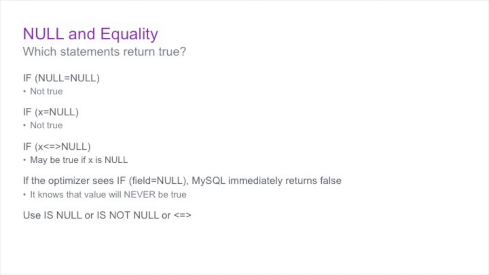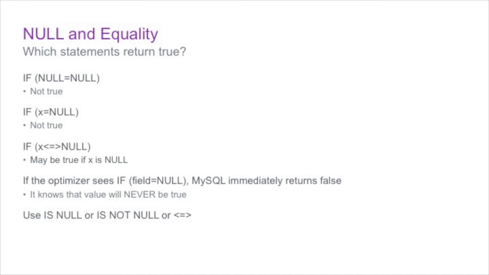So I'm going to talk a little bit more about this, right? There's a special operator for null safe operations. You can say if null is null, or if x is null, or is not null, and then there's a null safe equality operator as well. This may be true if x is null, right? So if you say if null <=> null, that would return true. So that is the null safe equality operator.